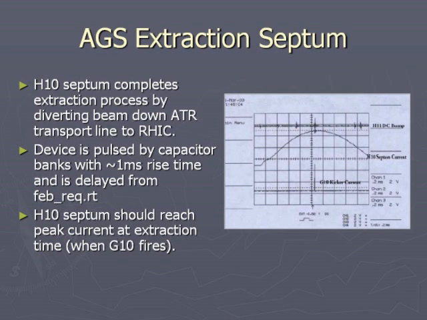Again, this shows the time scales pretty nicely. This is 0.2 milliseconds per division. So this is about 2 milliseconds at the base. This is the H10 septum current. This is 2 milliseconds at the base, maybe 1 millisecond rise time. Right. This is the G10 kicker, which you can almost barely see, and on these scopes you will often miss.